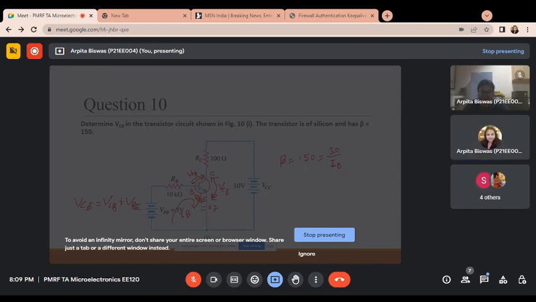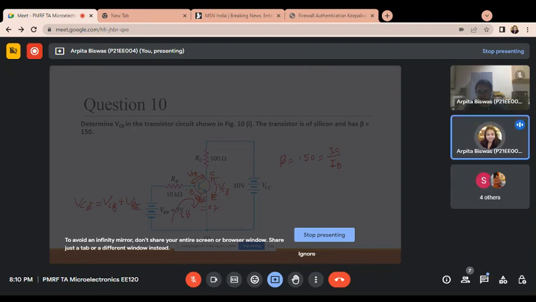Loop again. VBB minus IB RB minus VBE equal to 0. So IB into 10k ohm minus 0.7 equal to 0. Then you have to find out the IB. Tarun, are you getting my point?